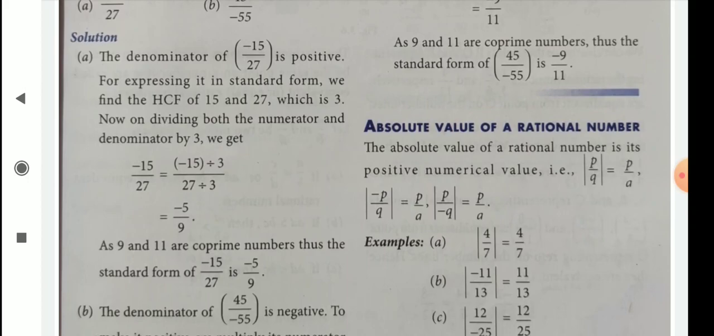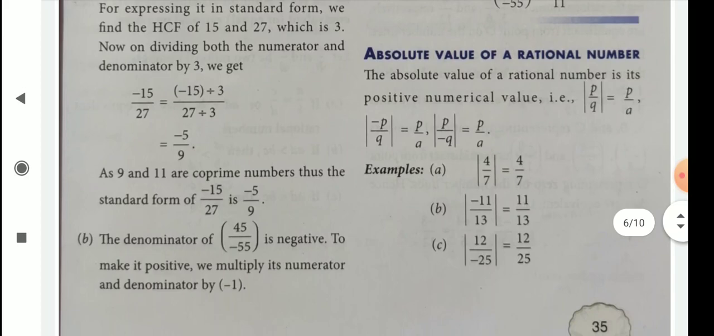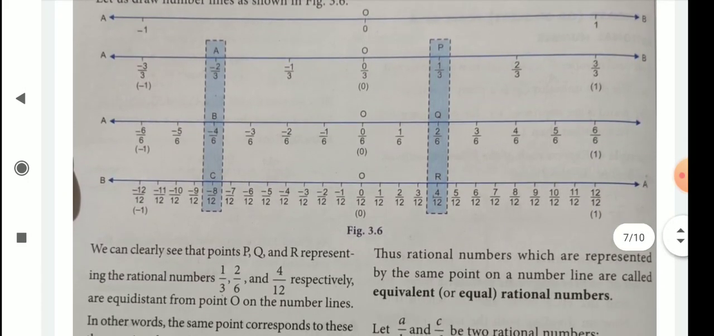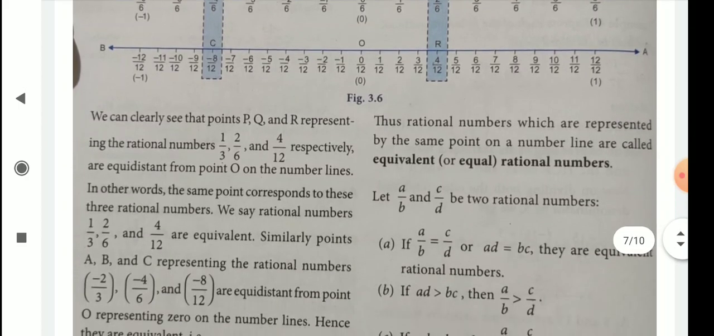Absolute value of a rational number. So already we know what the absolute value is. The absolute value of a rational number is its positive numeral. So the absolute value of minus p by q is equal to p by q, and the absolute value of p by minus q is also p by q. Same. Here, equivalent rational numbers. Equivalent means if we multiply the same number with both numerator and denominator of the rational number, we get an equivalent fraction.